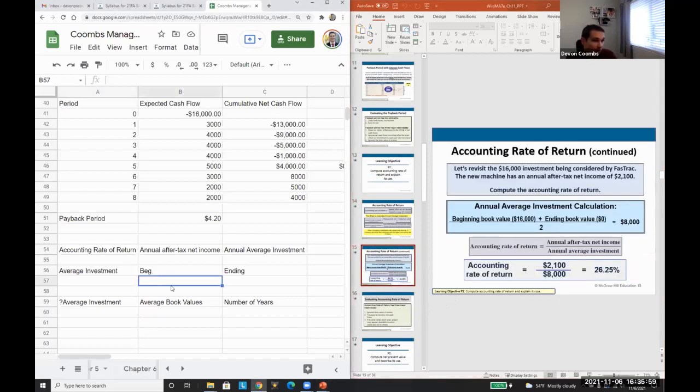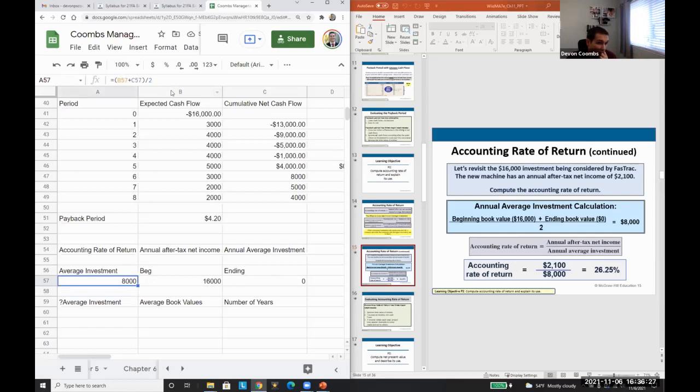If you have a beginning book value of 16,000 bucks for an asset, the ending book value is 0. Our average investment is the beginning plus the ending divided by 2, and then we get 8,000. Because we started with 16,000 and ended with 0, our average is in the middle, 8,000.